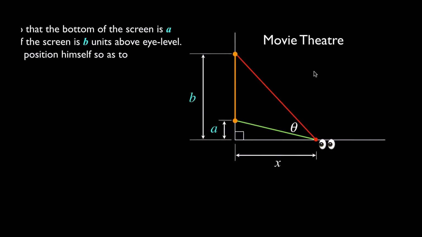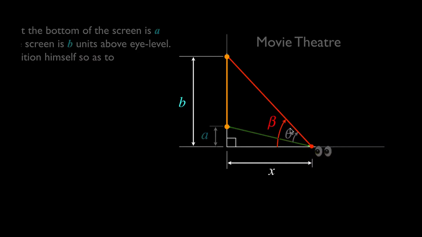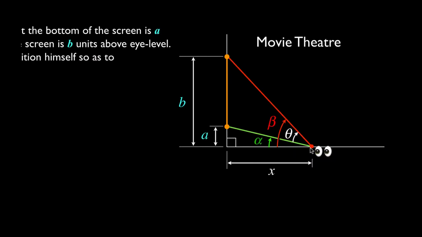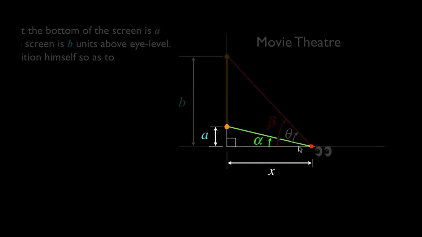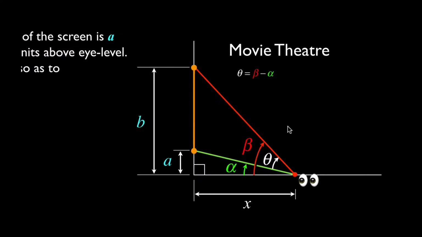Now, returning to our problem, we're just trying to determine the optimal distance x in terms of the A and B screen dimensions that will produce the best value for theta. In other words, the largest value or the most immersive viewing angle that you can get. Now, with that, we recognize that a way to describe angle theta is to use angle beta, which is the acute angle in this large right triangle, and angle alpha, which is an acute angle in this smaller right triangle, and say that theta is in fact beta minus alpha.